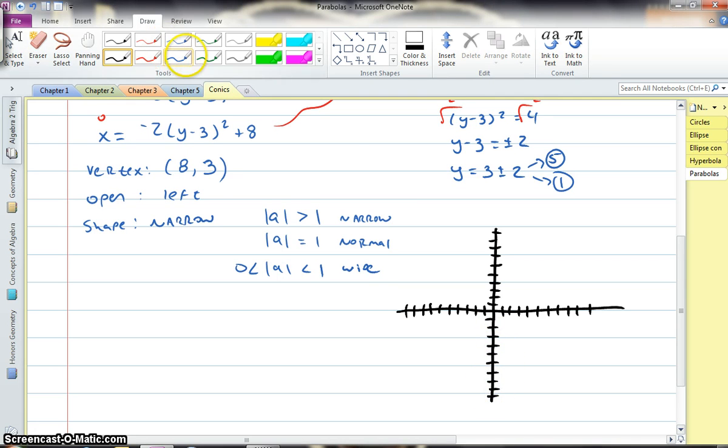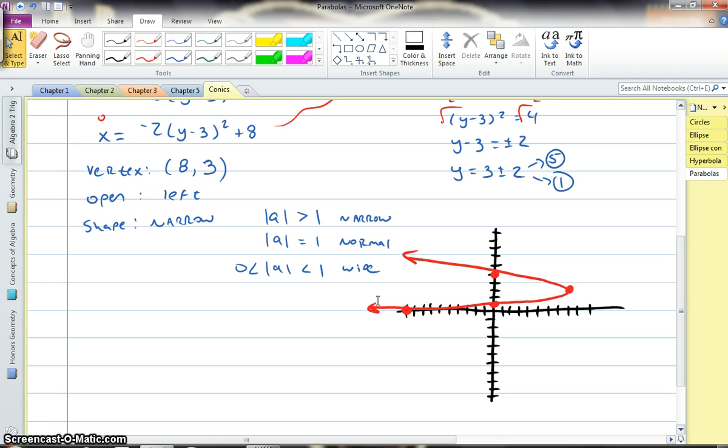All right, so my vertex, we said, is 8, 3. So there's my vertex. My y-intercepts are 1 and 5. So 1, 2, 3, 4, 5. And my x-intercept was negative 10. So this is what my parabola looks like. It's a beautiful thing.